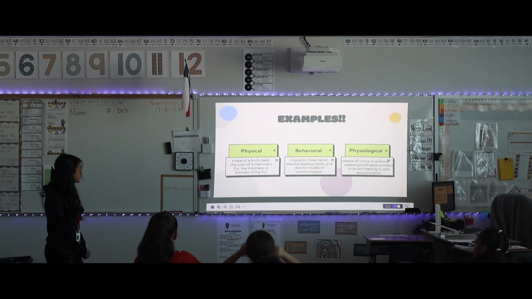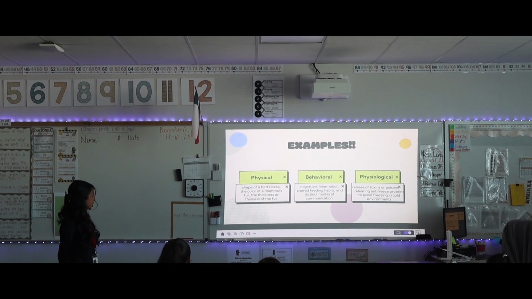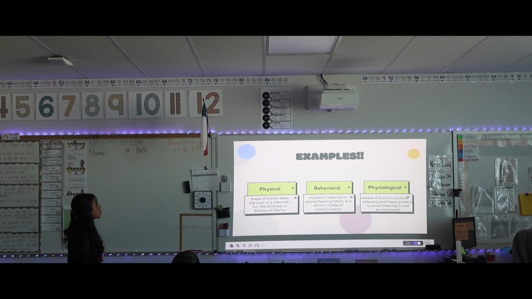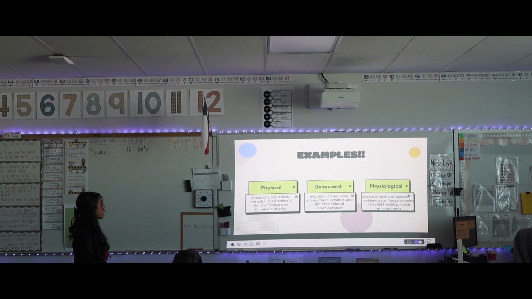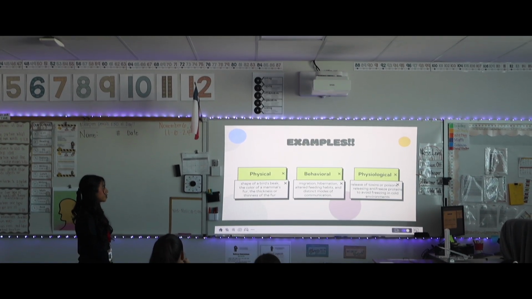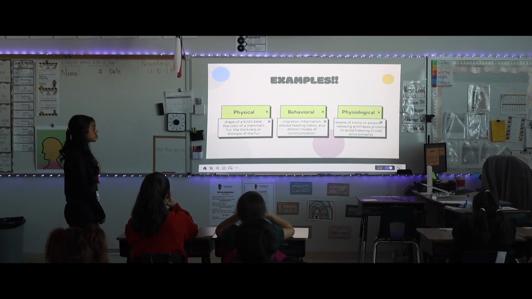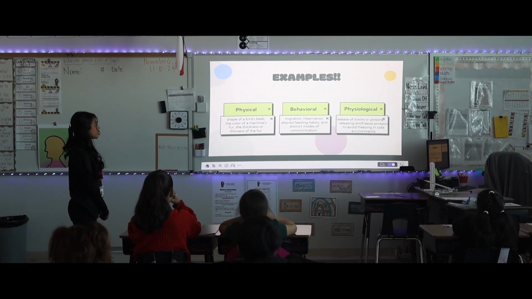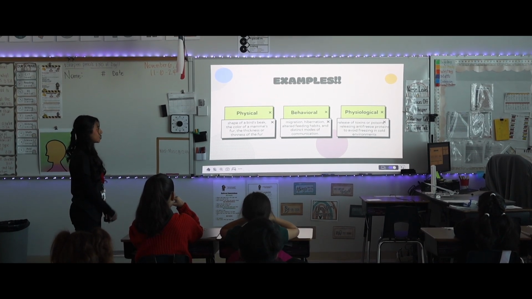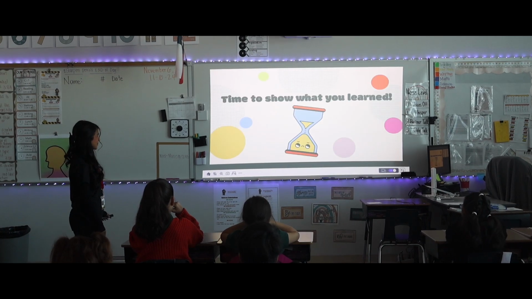So for physical, you have the shape of a bird's beak, the color of a mammal's fur, the thickness or the thinness of the fur. For behavioral, you have migration, hibernation, altered feeding habits, and distinct modes of communication. And then for physiological, you have release of toxins or poisons, releasing antifreeze proteins to avoid freezing in cold environments.